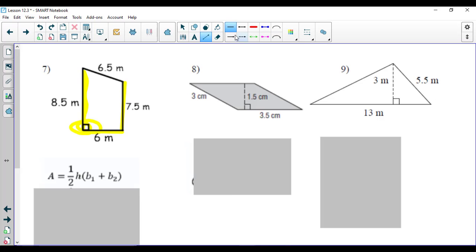I do not need the 6.5 as part of this. It's one of the non-parallel sides. Now, one of our sides happens to be our height, which is unusual. We haven't seen that up to this point. But that's why I threw this question in here.